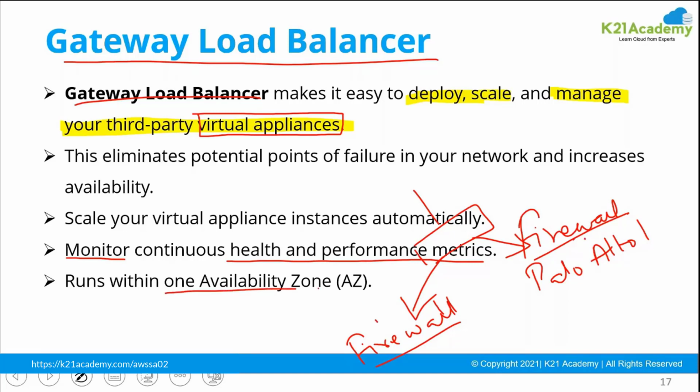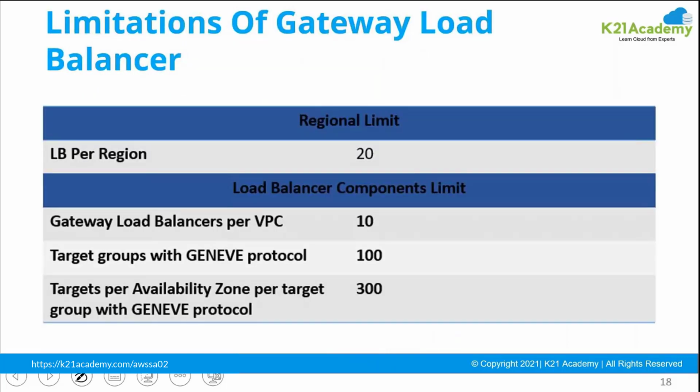This also has a limitation that it runs within one availability zone, but it gives you a feature to do the implementation for the third-party appliances. Firewall is one of the examples. You may think about other cases, maybe you are using server load balancing and a third-party application, using GoldenGate for a database application, and you want to have a third-party virtual appliance implemented with load balancing. So in such scenarios, gateway load balancer has to be integrated.